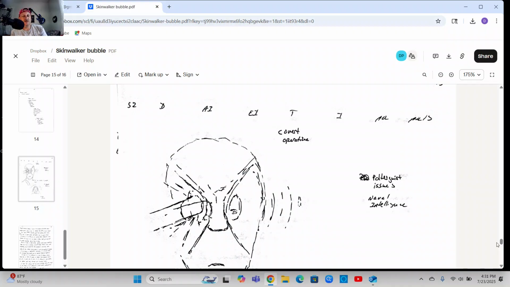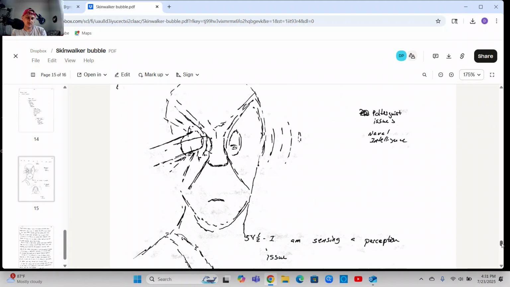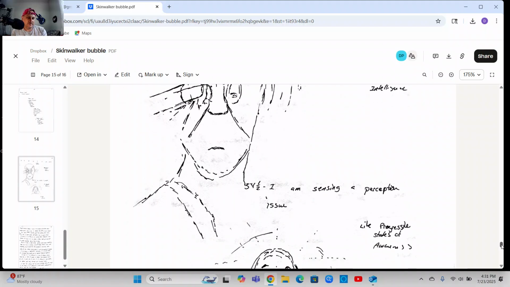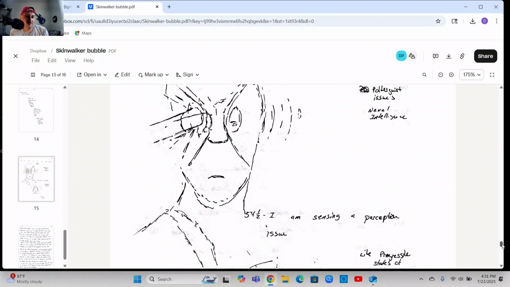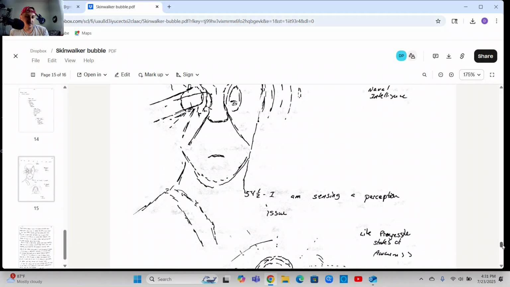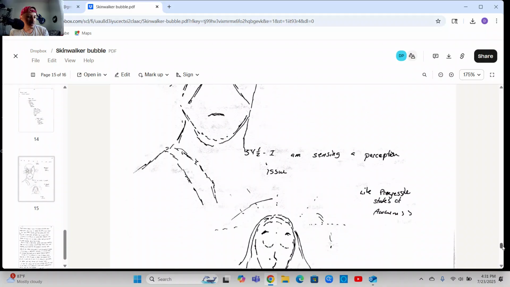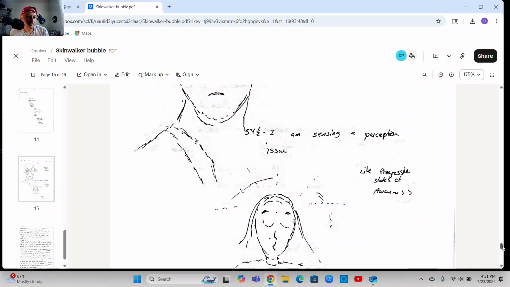So I have a covert operative, and I put in my signal poltergeist issues. Actually, I think I added that to my summary. But what was interesting to me was I'm sensing perception issues, okay, with maybe the humans seeing this or something, and I was getting a progressive state of awareness.